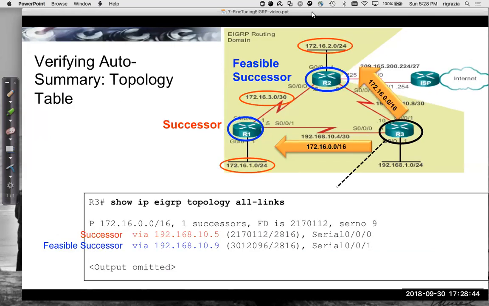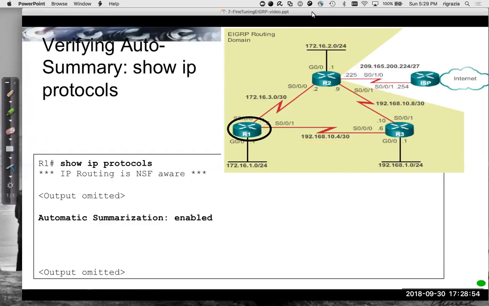Okay, we can verify this on the topology table in R3. Notice that it actually only contains the 172.16.0.0/16. Okay. In R1, if we were to enable automatic summarization, it would show automatic summarization is now enabled. Before it was disabled, then we enabled it.